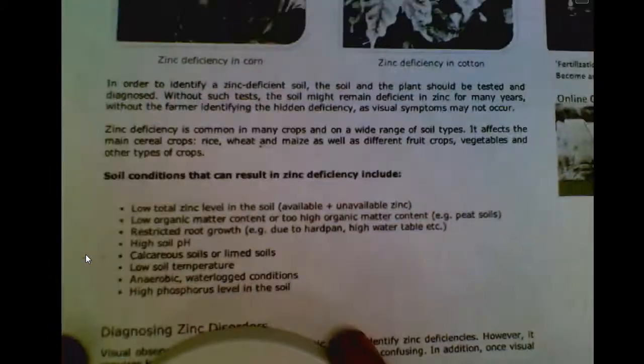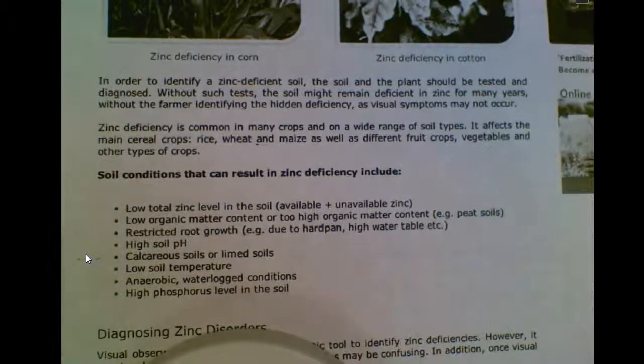Okay, so the visual symptoms usually appear in severely affected plants. When the deficiency is marginal, it reduces the yields without any visible symptoms at all. So again, soil testing is going to be one of your main things you need to do. Okay, so to identify a zinc deficient soil, the plant and the soil should be tested. You could remain deficient in zinc for many years and not really realize that you've had a reduction in your crop yield.